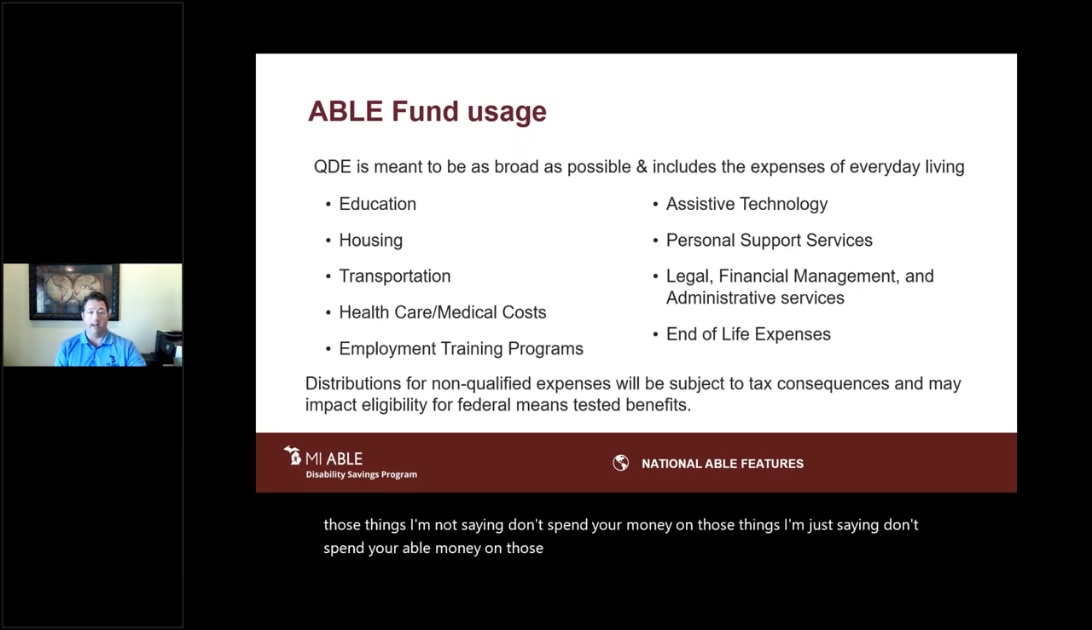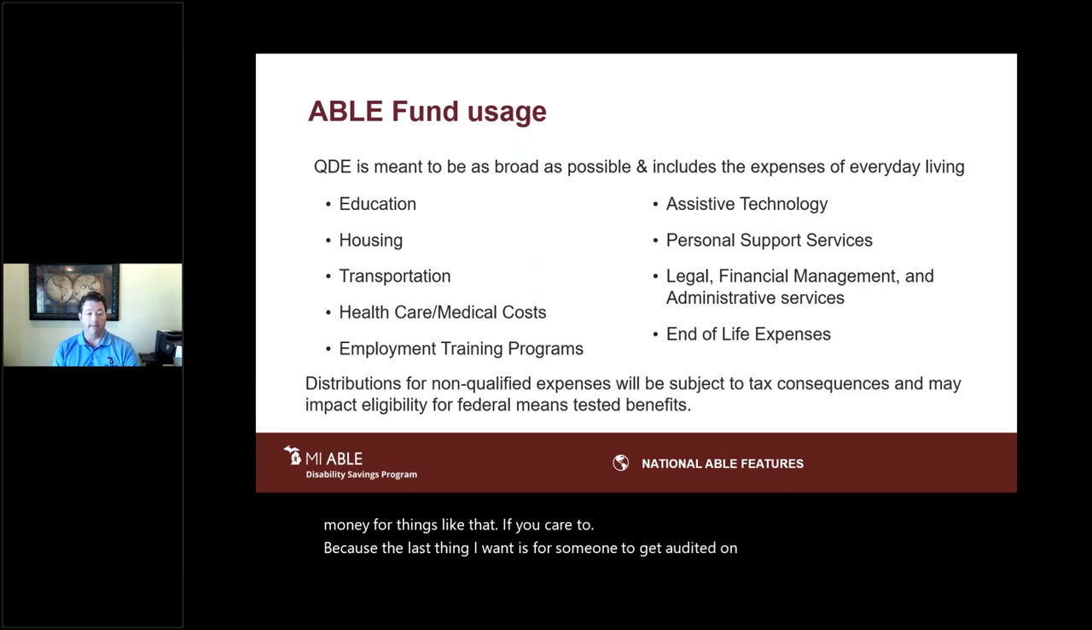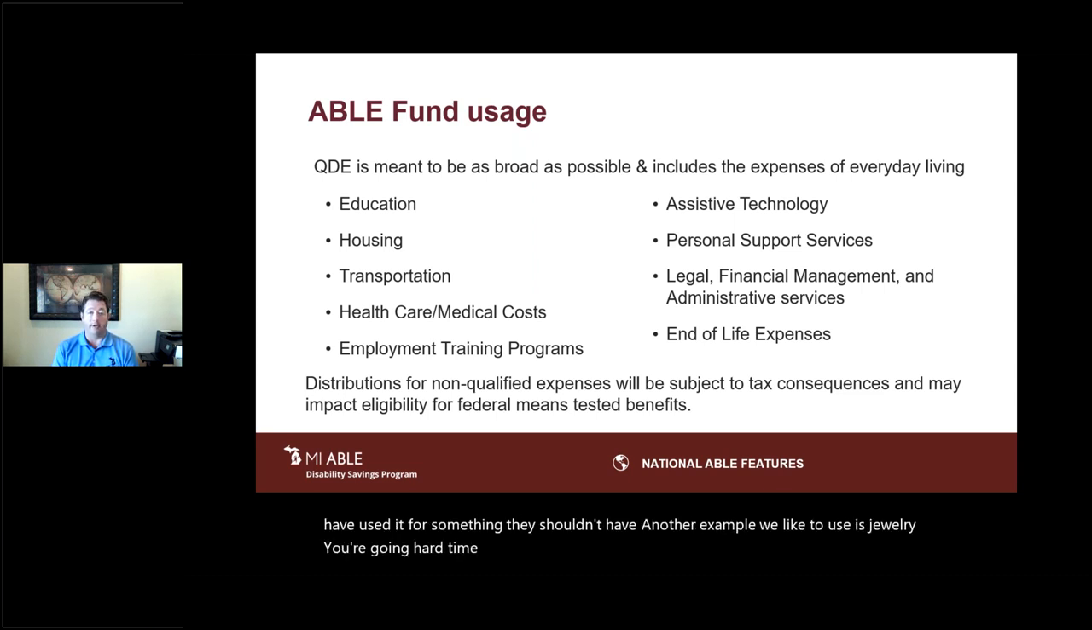Use external money, your everyday spending money, for things like that if you care to, because the last thing I want is for someone to get audited on an ABLE expense where they have used it for something they shouldn't have. Another example we like to use is jewelry. You're going to have a hard time justifying to the IRS that a diamond ring or a diamond tiara or a diamond brooch or any other type of gemstone is a disability related expense.